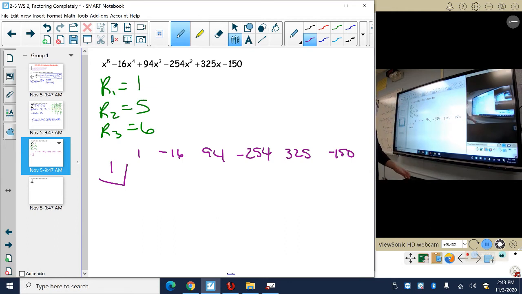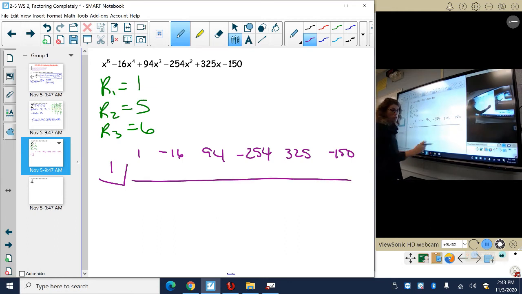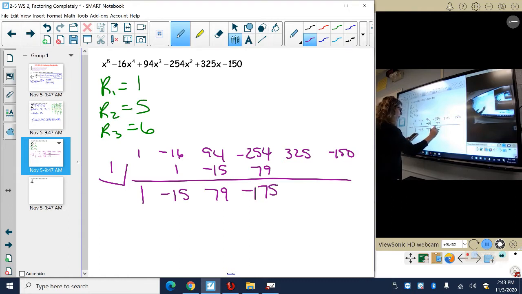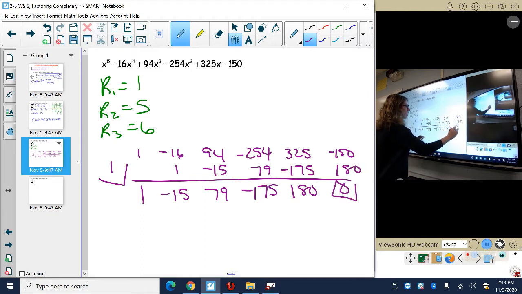Okay? So I'm going to have my calculator here in my hand so that I can make my math a little bit easier. Negative 15 gives me negative 15. 94 minus 15 is going to give me 79. Minus 254 is going to give me negative 175. Plus 325 is going to give me 150. And then the 150 is going to give me 0.